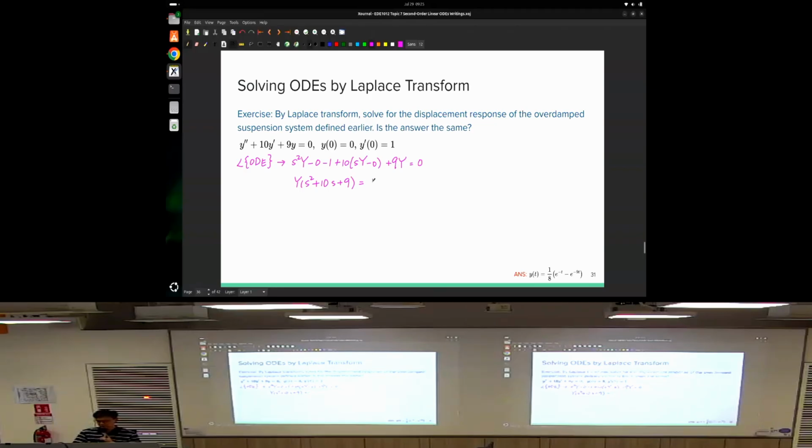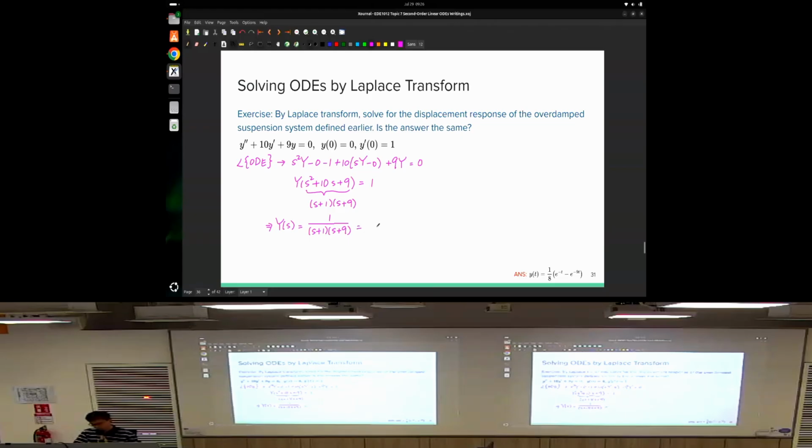Then in this case, you have a 1 here. Subsequently, you're going to factorize this to be s plus 1, s plus 9. That's how you get the plus 10s. So therefore, this becomes Y of s equals to 1 over s plus 1, s plus 9. So this calls for partial fractions. But since you have linear factors, it will be easy.